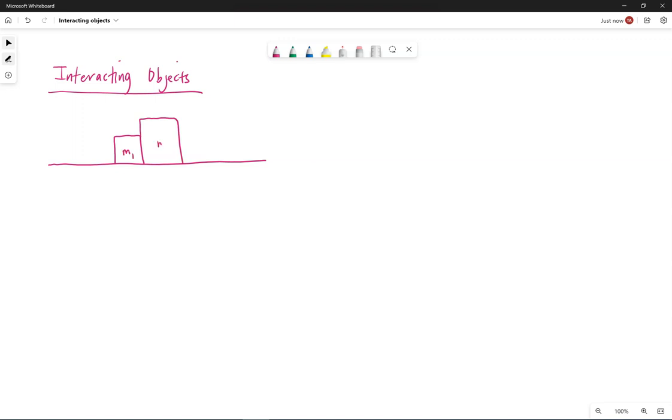They're sitting on the floor. I'm going to call them M1 and M2. I've drawn them different sizes just to imply they're not the same mass. So the smaller one that I've drawn, let's say it is 10 kilograms. M2, bigger, let's go with 14 kilograms. Totally making the numbers up.